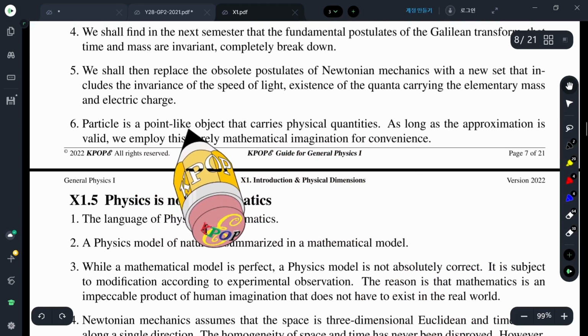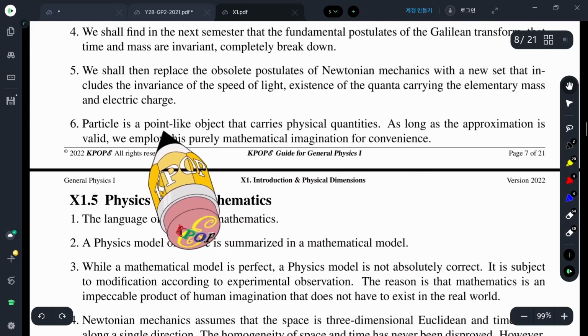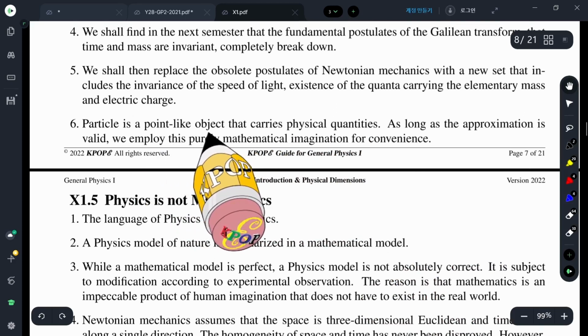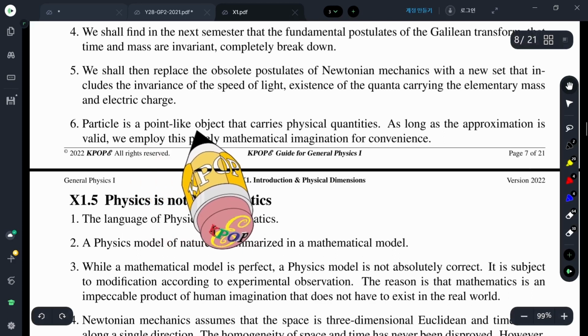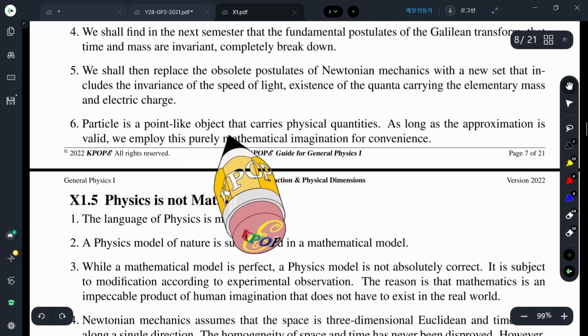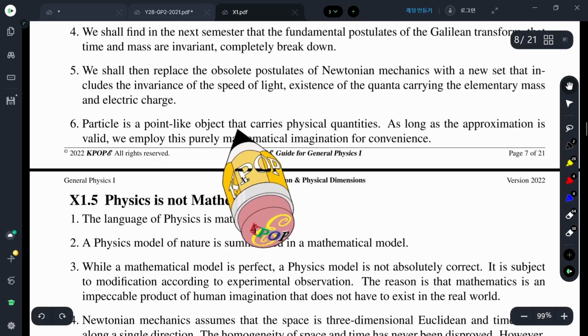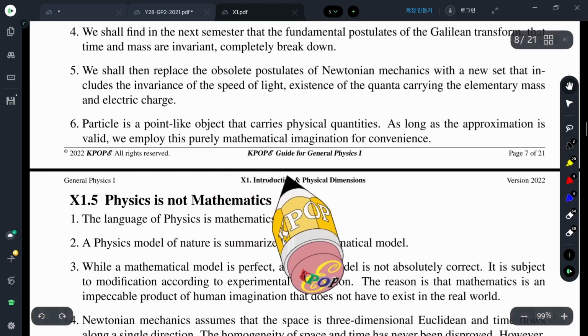In many cases, we study a point-like particle, but in fact, there is no point-like particle at all. This is just a simple approximation. Remember, a point-like particle does not exist at all, but this is a good approximation in some sense.